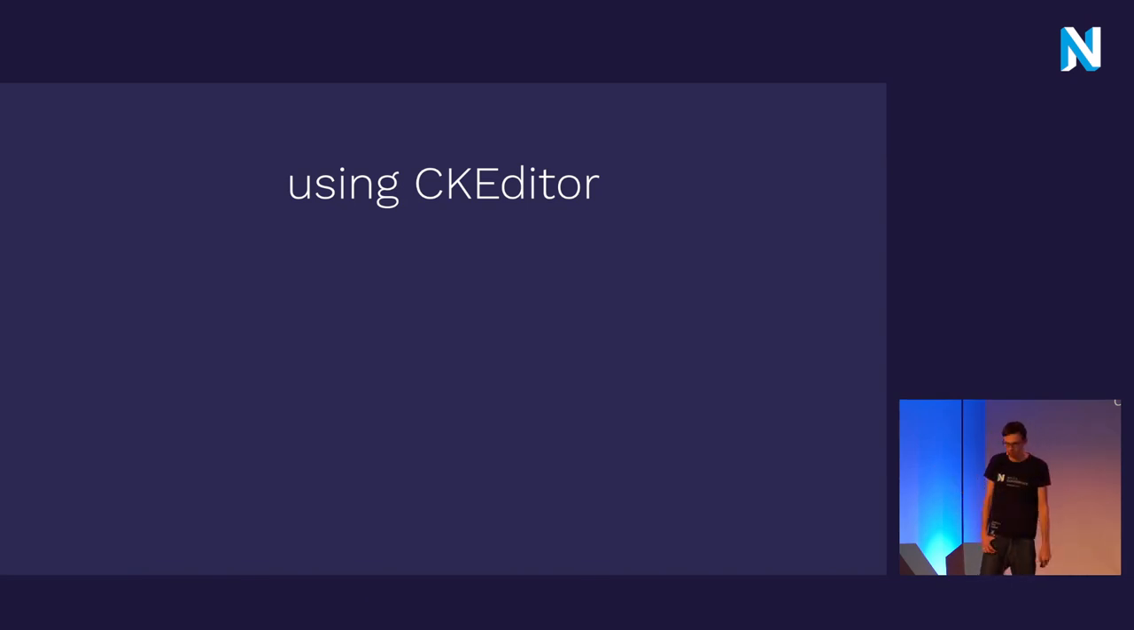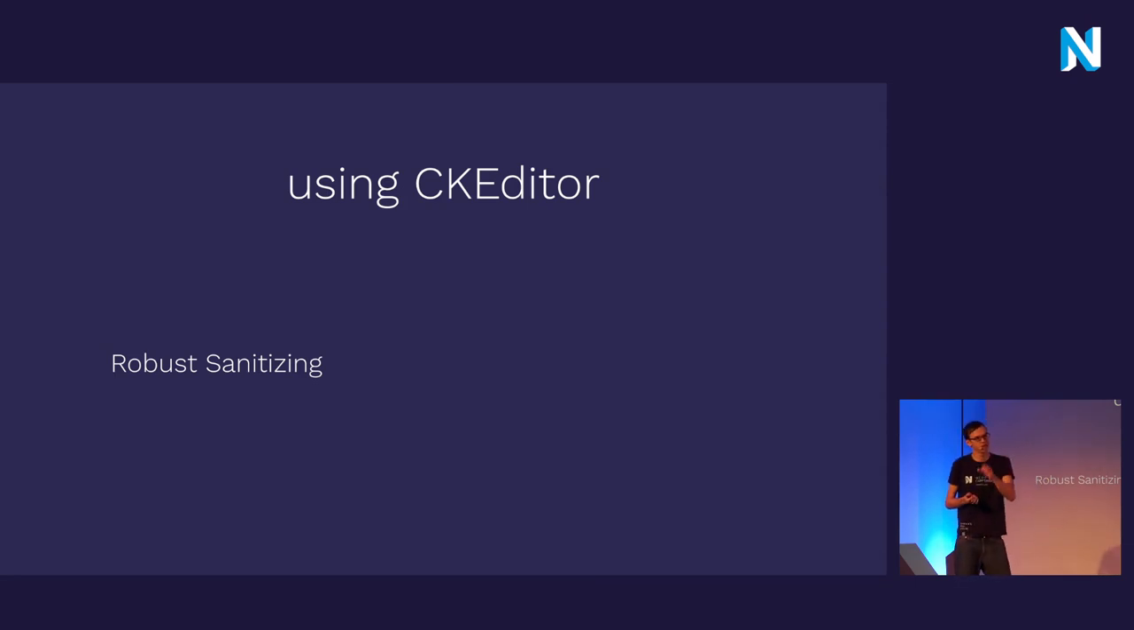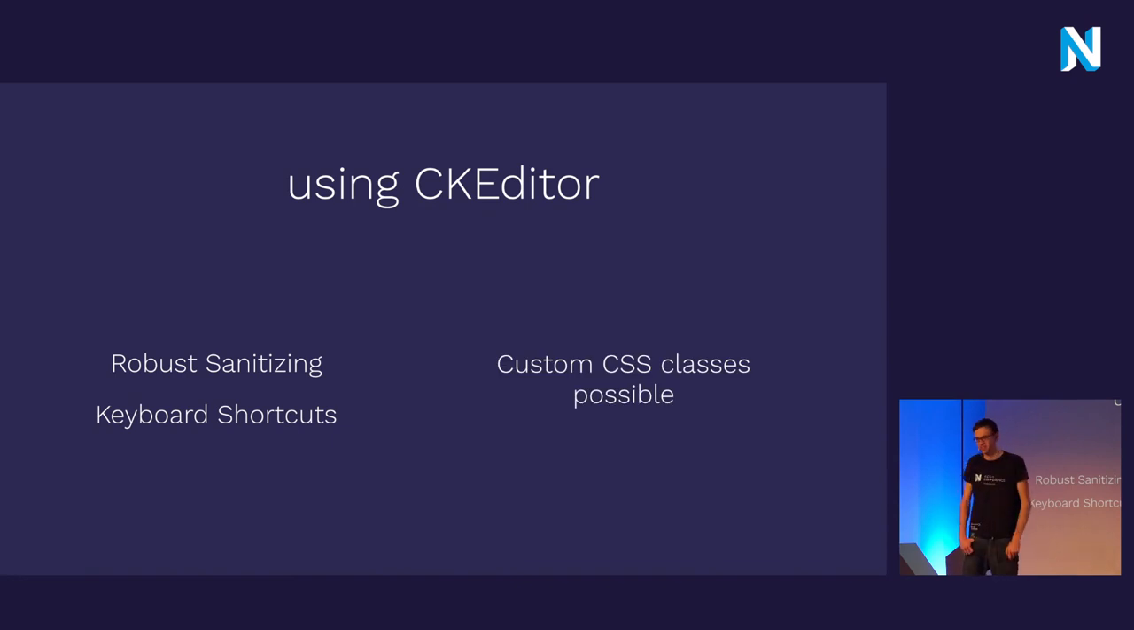So thanks to them. What we get from them is extremely robust sanitizing. I once just opened Spiegel Online, copied the full content, put it in Neos, and it just worked. It didn't break anything. It had the correct markup as defined with all the allowed elements, and everything not allowed was out of there. So that looks really promising. We have keyboard shortcuts for stuff like bold and italic. It's actually quite funny that we never got around to doing that with Aloha. Aloha could do that, but we just didn't find a good way to activate it. And custom CSS classes are possible.